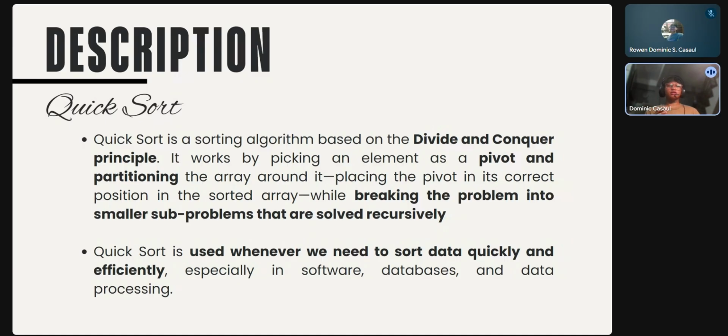In a simple explanation, it's like picking a toy, which is the pivot, and splitting the toys into smaller and bigger groups. Then, in the smaller group, you split it also. After you split it, you combine everything back together. So it's like a recursion. Quicksort is used whenever we need to sort data quickly and efficiently, especially in software, databases, and data processing.